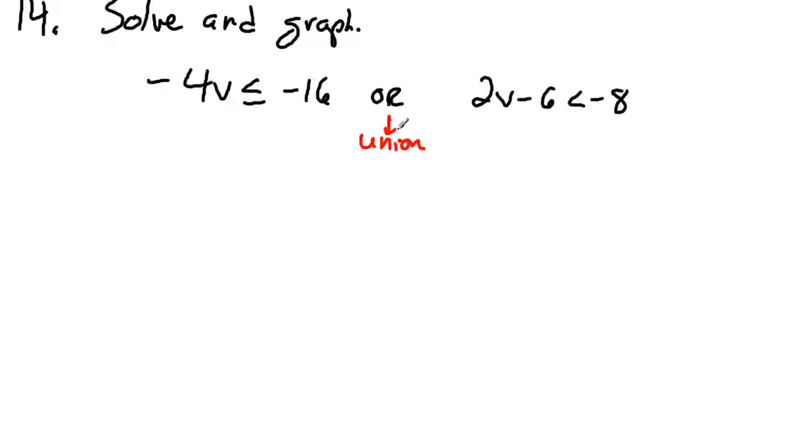Okay, but before we do that, you've got to solve the two equations. So for this one, you're going to divide both sides by negative 4. All right, hopefully your radar is going off because we're dividing both sides by a negative. You got to flip that inequality sign. So now this thing is going to be greater than or equal to negative 16 divided by negative 4. Negative 16 divided by negative 4, it's a positive 4.